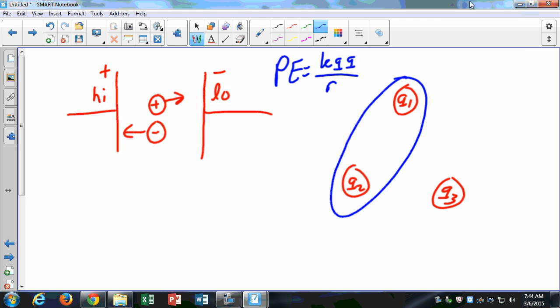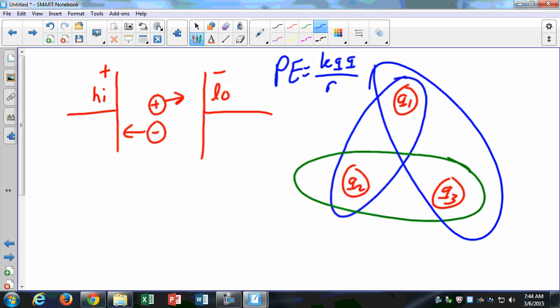If I want to find the total potential energy, I add up those two charges, calculate K, Q1, Q2 over R. I do these charges, K, Q2, Q3 over R, and then these two charges, K, Q1, Q3 over R, and then I add up those three.